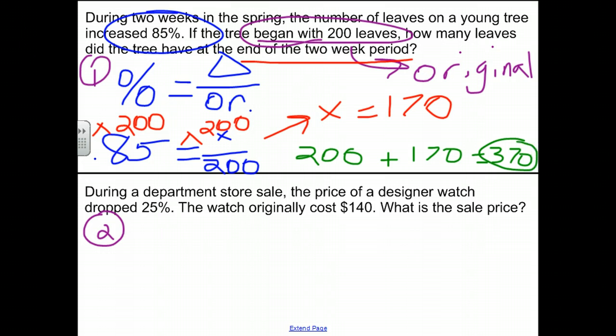That the tree has on its branches at the end of 2 weeks. 200 leaves, change of 170, the total is the sum of the two because the leaves are increasing, not decreasing.